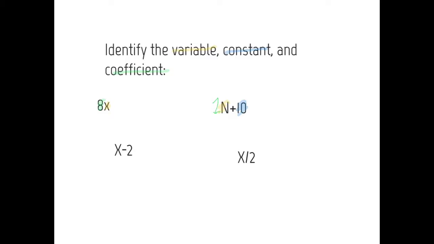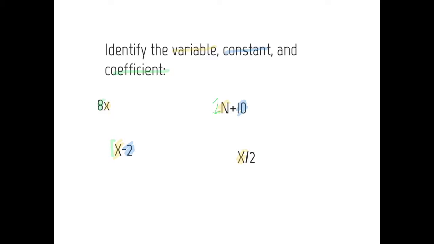Okay, the next one. What's my variable? X. What's my constant? 2. It's really the whole minus 2 if we're being technical. And what's the coefficient? 1. It would be the invisible 1. Very good. And the last one, what's the variable? X. What's the constant? There is no constant. And what's the coefficient?